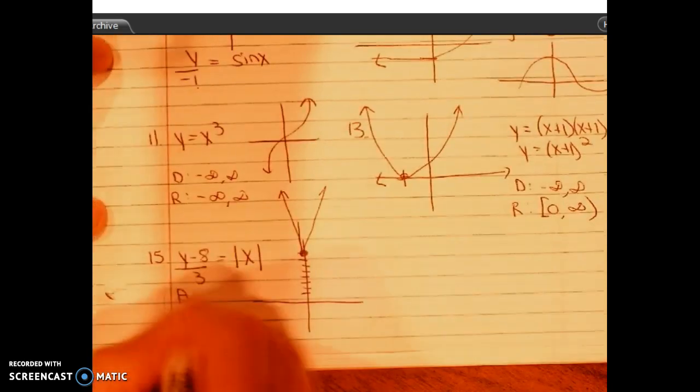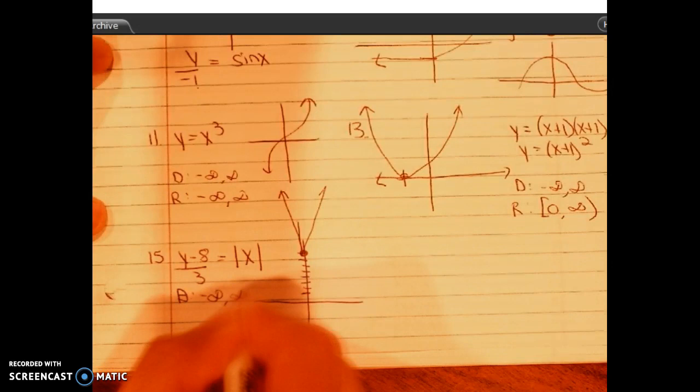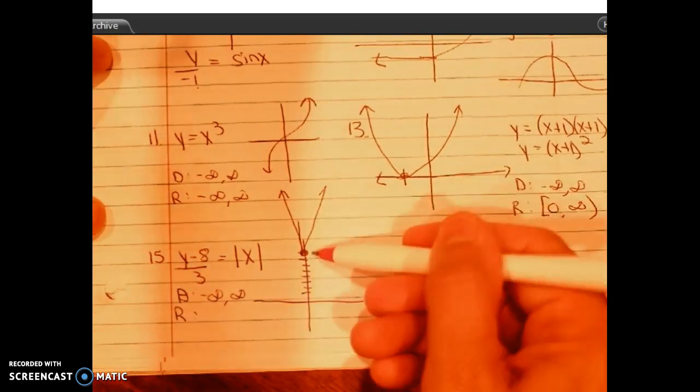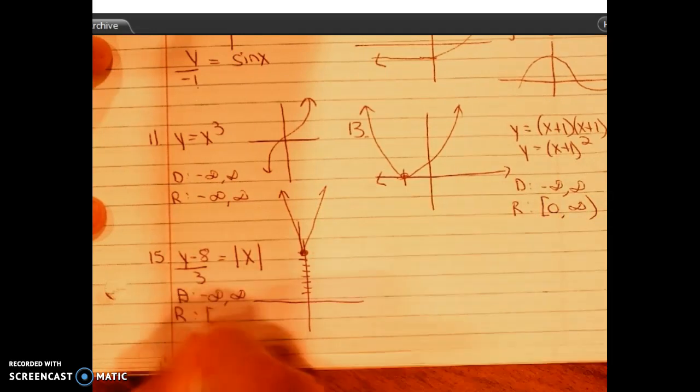Domain, negative infinity to infinity. My range here, I'm starting here and going up. That point there was an 8, so we have 8 to infinity.